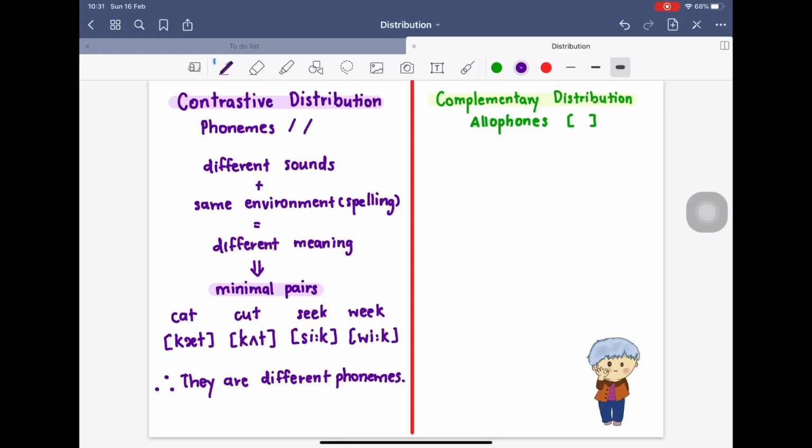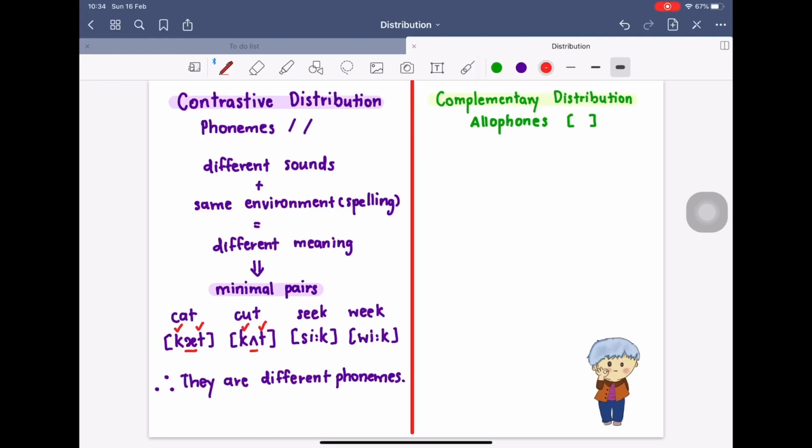For example, I have two examples for you here. The first pair, I have the word cat and the word cut. So you can see that we have exactly the same spelling. That is the sound k and the sound t in cat, and the sound k and the sound t again in the word cut. But what is different is the vowel e and the vowel a. And these two words have different meanings. The word cat is an animal and the word cut is a verb, right?